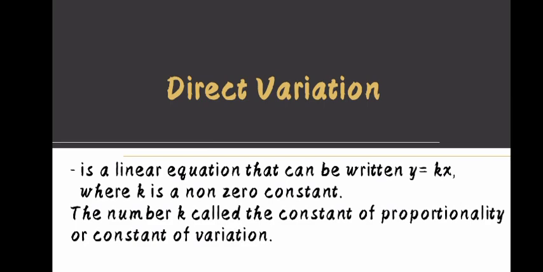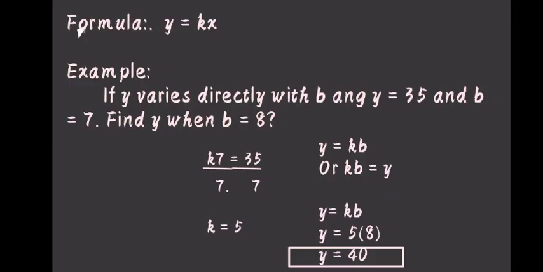Direct variation is a linear equation that can be written y = kx, where k is a non-zero constant. The number k is called the constant of proportionality or constant of variation. Formula: y = kx.